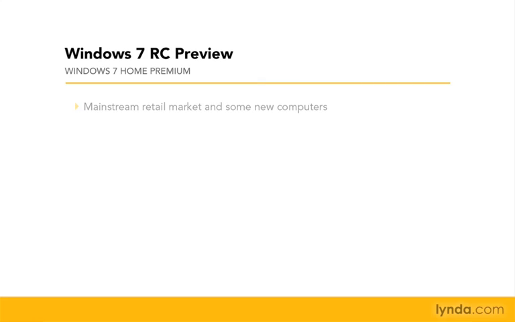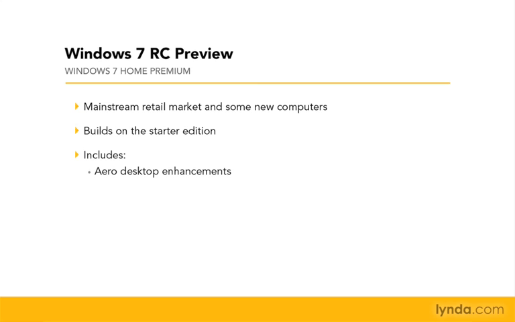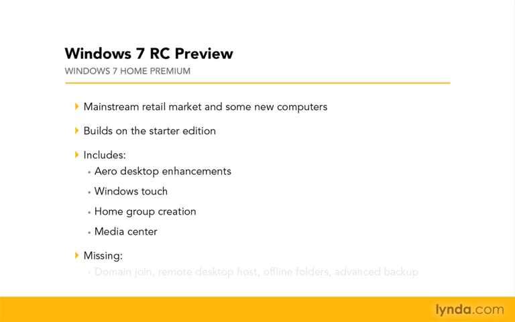This will be available through the mainstream retail market, and it's going to be available on some new computers. This one builds on the Starter Edition, and will include the Aero desktop enhancements like Aero Glass. You will have Windows Touch capability if you want to use a touch screen. You can create home groups, and there will be a Media Center. What you're going to be missing in the Home Premium Edition are things like Domain Join, remote desktop hosts, the ability to create offline folders, and advanced backup.